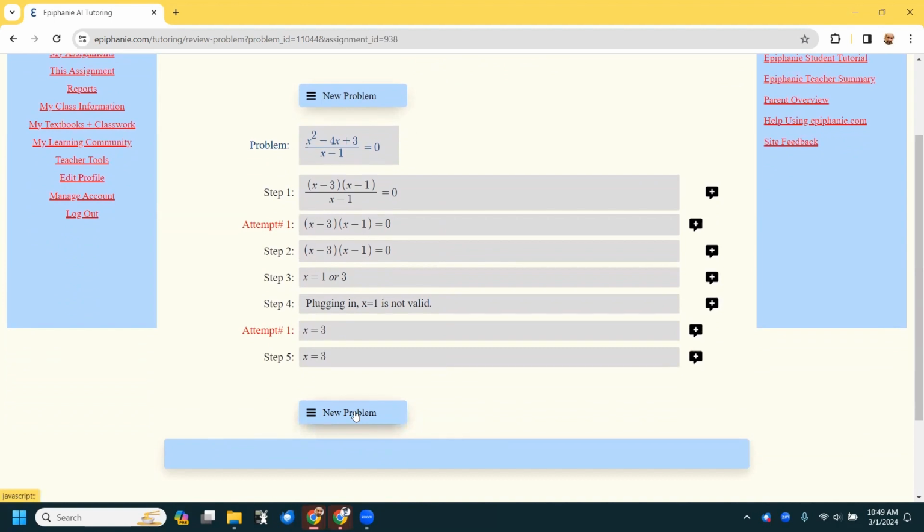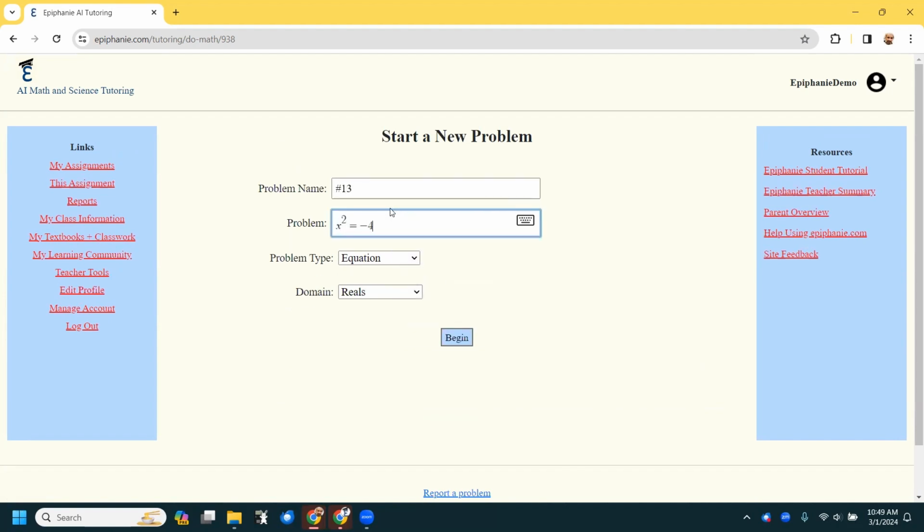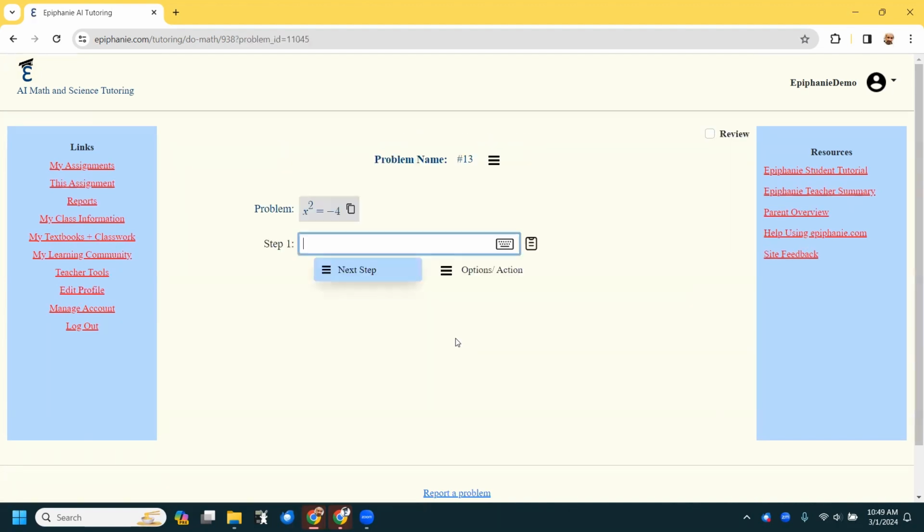There's a couple more problems I want to show you. I want to show you an entry of a problem involving complex numbers. So let's say I wanted to call this problem number 13. I'm going to say x squared equals -4, and I'm going to leave this as a problem to solve in the reals.